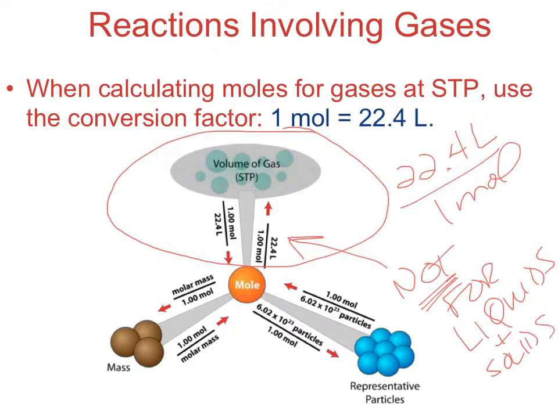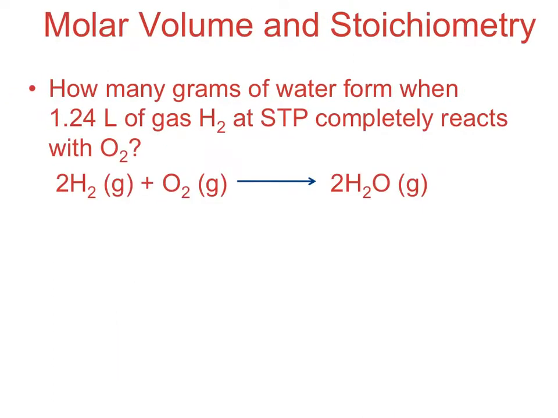That ends up being a real common problem in the next unit. And it's only for gases under STP, standard temperature and pressure conditions, which is 0 degrees Celsius and 1 atmosphere. Okay, but it is a real common conversion factor you'll need. So here's another example that's just a straightforward stoichiometry problem where you would use the 22.4 liter conversion factor.